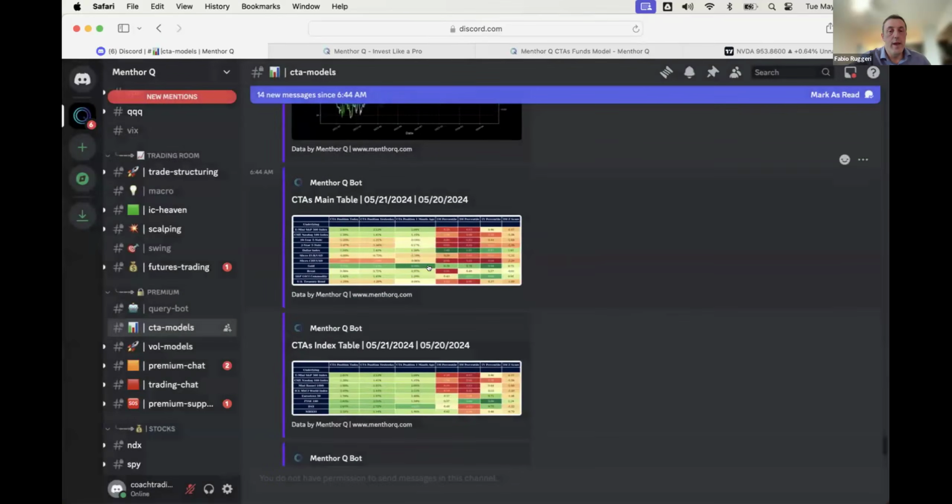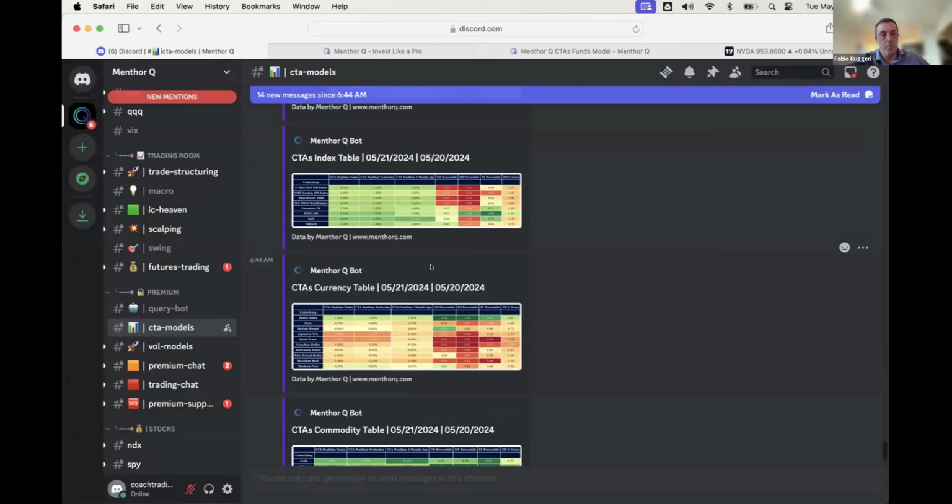Essentially, the way you want to look at this is really as a confirmation of the trend. If the CTAs are increasing positions on SPX, for example, that's another confirmation that there is a bullish sentiment in the market. If they reduce positions, they are taking away liquidity, and therefore if there's the start of a downtrend, the market could actually move faster because of all the volume that these funds tend to move.